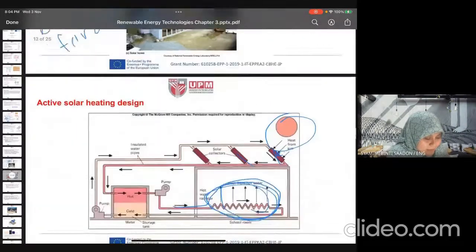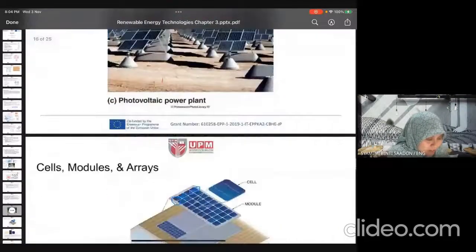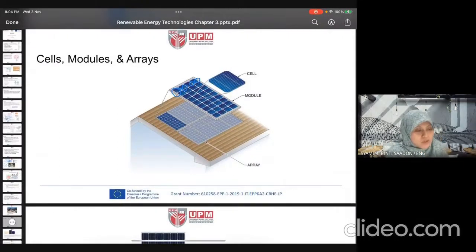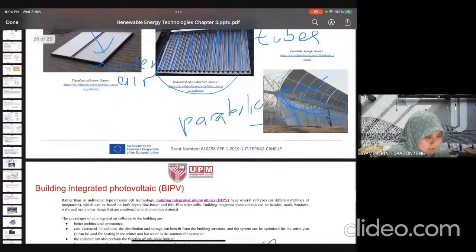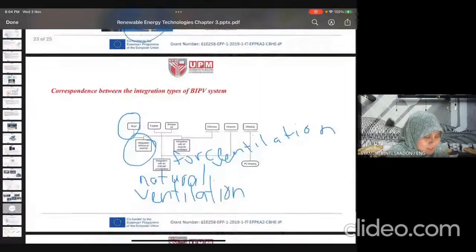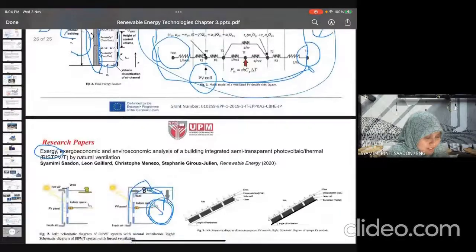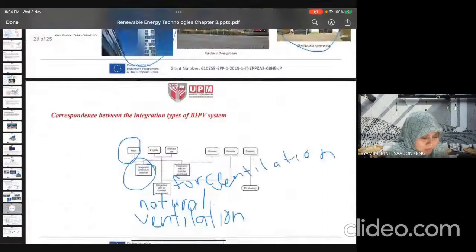building integrated photovoltaic panel. Okay, the cell, modules, and arrays. The different terms that we use for PV cell, PV module, PV array. Solar thermal collector, different types of solar thermal collector, different types of integration of the BIPV system, and just sharing some of the findings that I had before this.